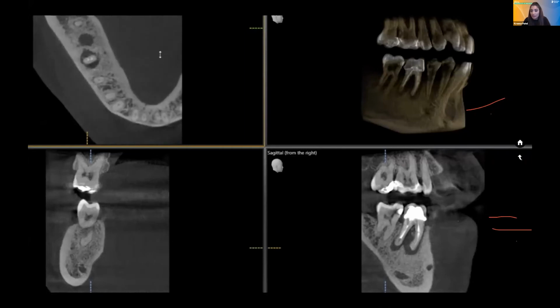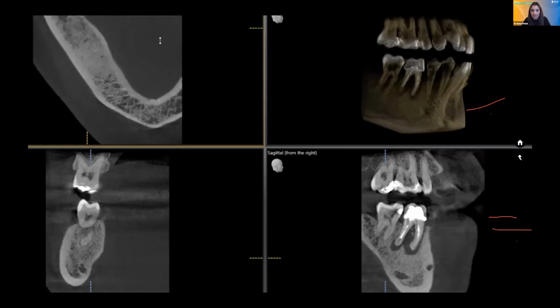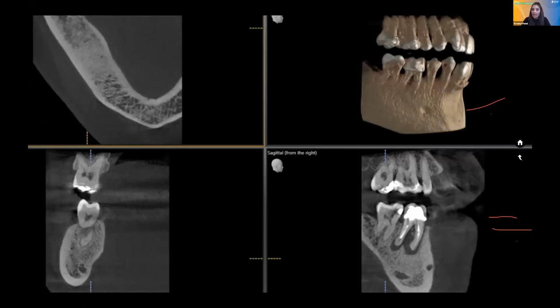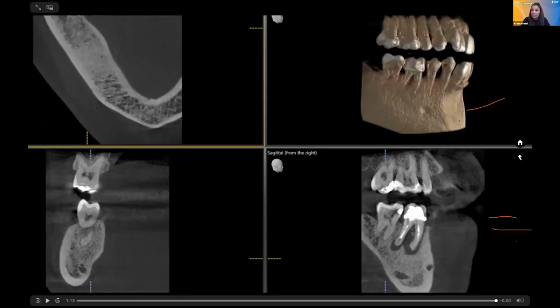The reason the abscess is draining high up and we've got a J-shaped radiolucency is because the buccal bone is very, very thick, and infection likes to drain through the easiest path, the path of least resistance, and that's why it's gone up like this.